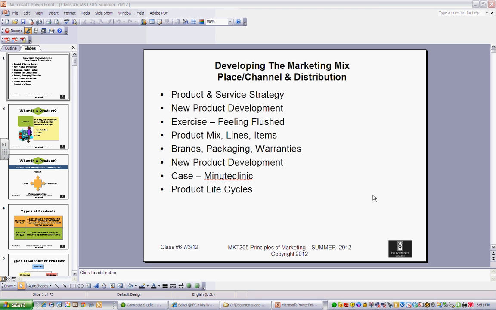This is week 6, and we're going to be spending a fair bit of time on the most important P, which is product. It's kind of the foundation of the 4 Ps. And if one, in fact, does not get the product right, you can have the best pricing strategy, the best promotional strategy, and the best distribution strategy. But without having a good fundamental sound product definition and strategy, you're really probably not going to go anywhere.